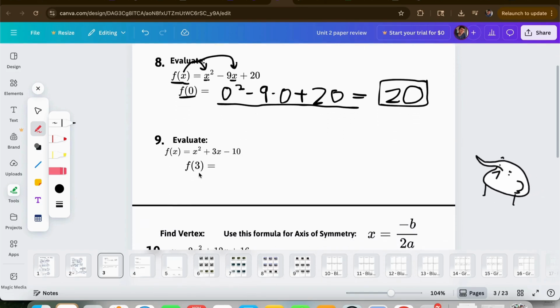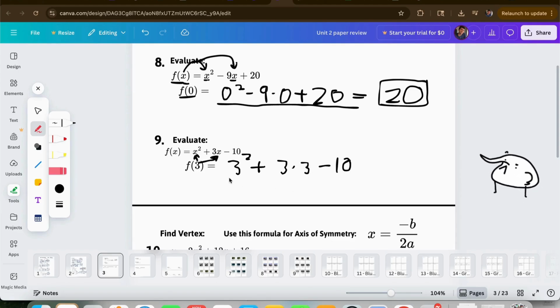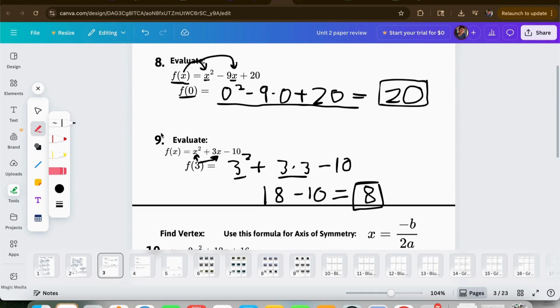For this one, there's at least a number that's not 0, so it's the same thing though. I put in the 3 for each of these x's. So this becomes 3 squared plus 3 times 3 minus 10. Same deal, plug into a calculator, but 3 squared is 9, 3 times 3 is 9, so 9 plus 9 would be 18. Then you minus the 10, and 18 minus 10 is 8. So, simple enough, that's how you evaluate a function.